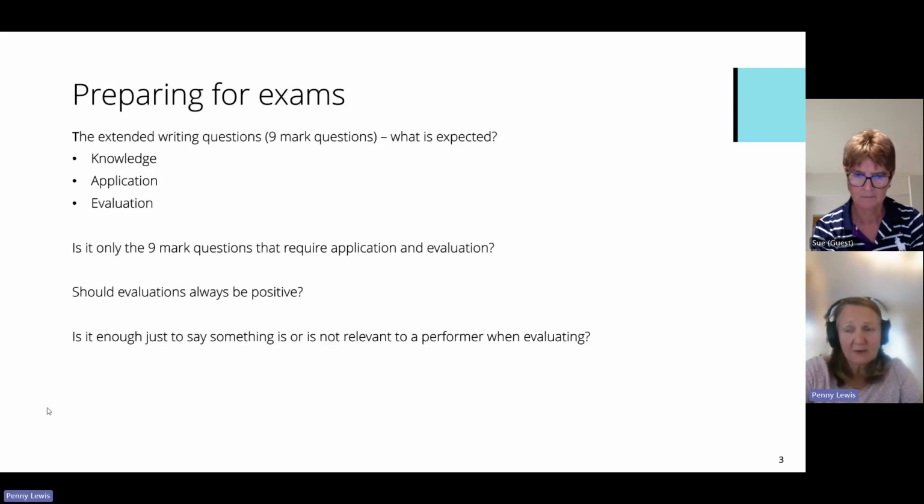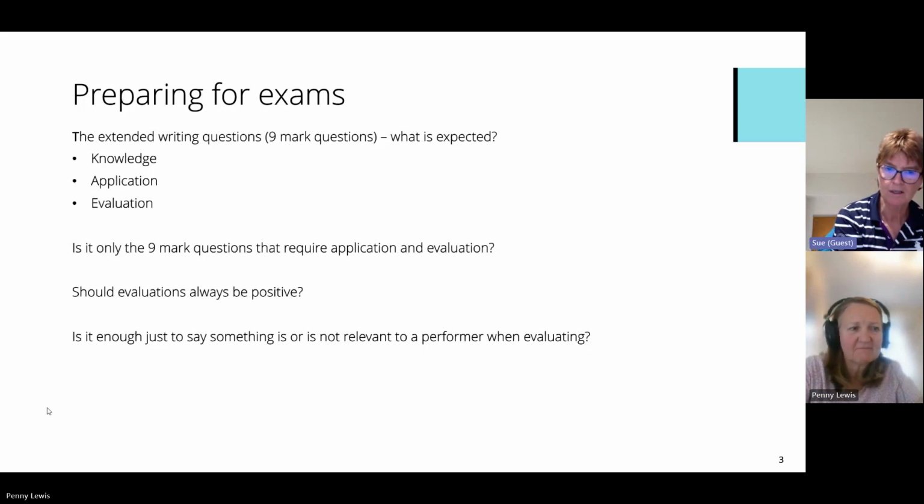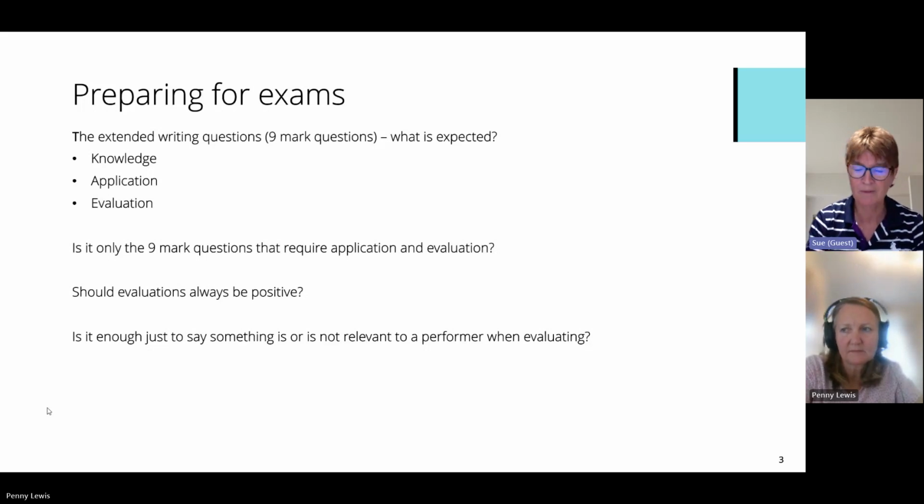Brilliant. And when there is an evaluation question, are learners expected to always be positive? No. This will vary depending on the question. For example, if a question asks about the suitability of a specific fitness test for a particular performer, the evaluation would vary depending on the context.